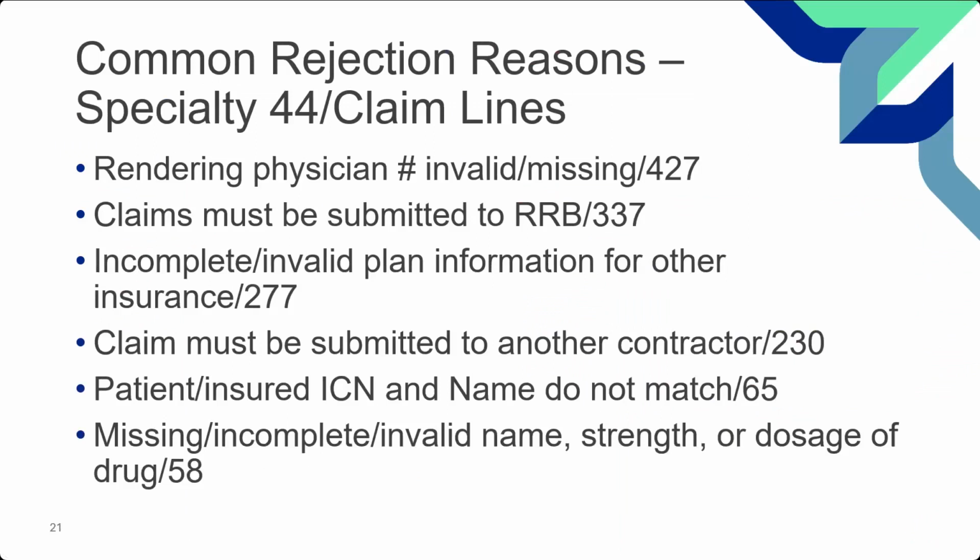So the number one reason claims submitted by infectious disease providers rejected, not denied, is because the rendering physician number on that claim was invalid or missing, 427. The second reason, the second top reason, is that claims must be submitted to the Railroad Retirement Board contractor. What this rejection means, 337 of them, is that the claim was submitted to WPS when it should have been submitted to the railroad board specialty contractor.